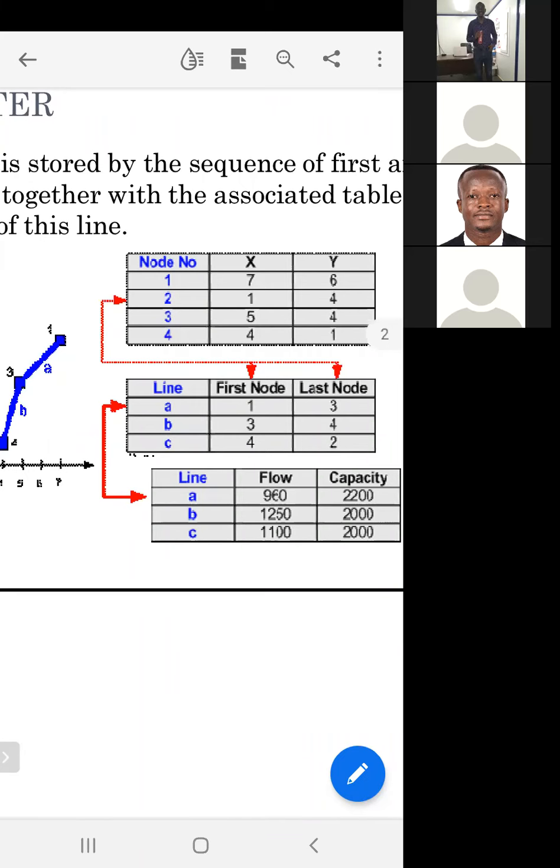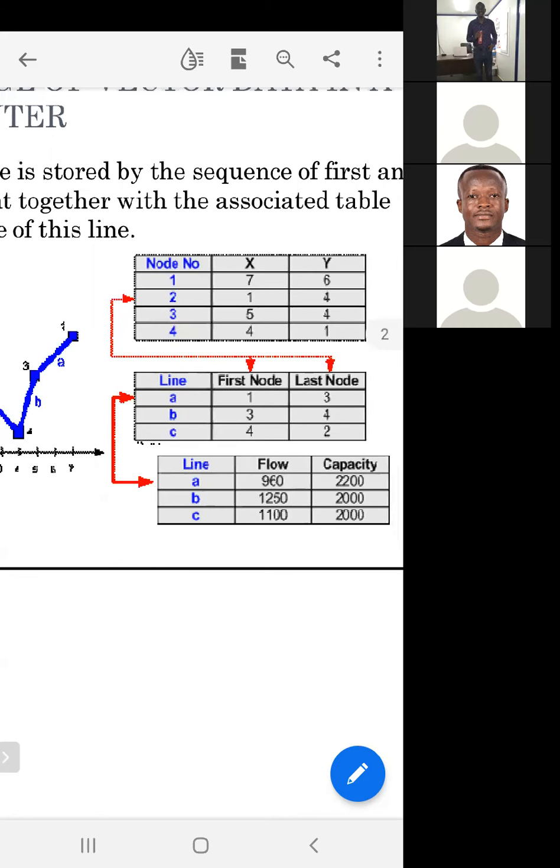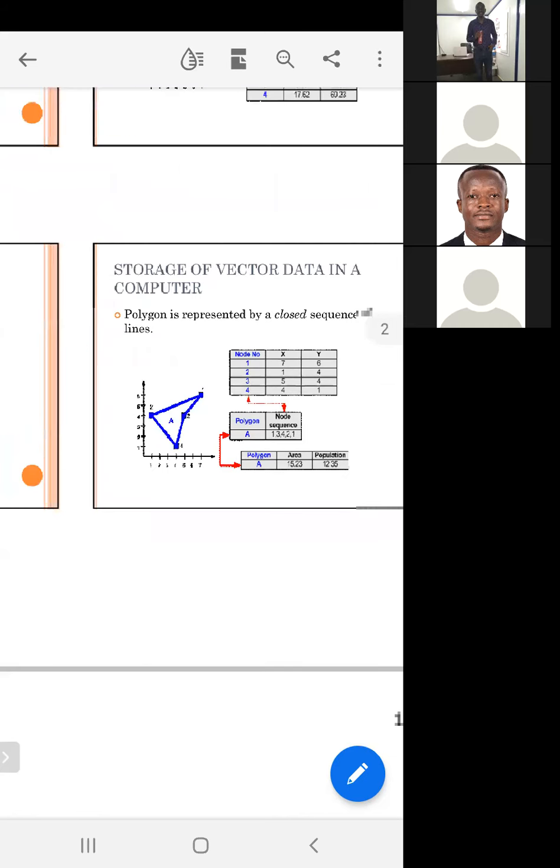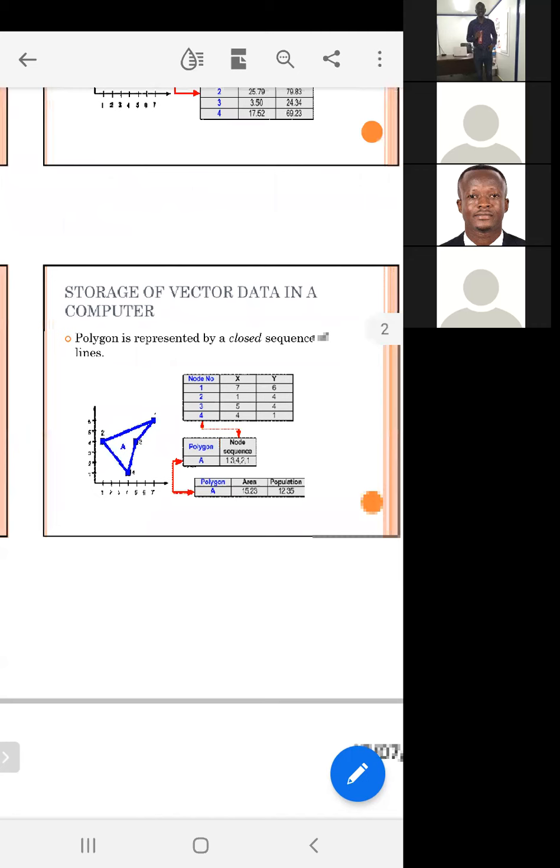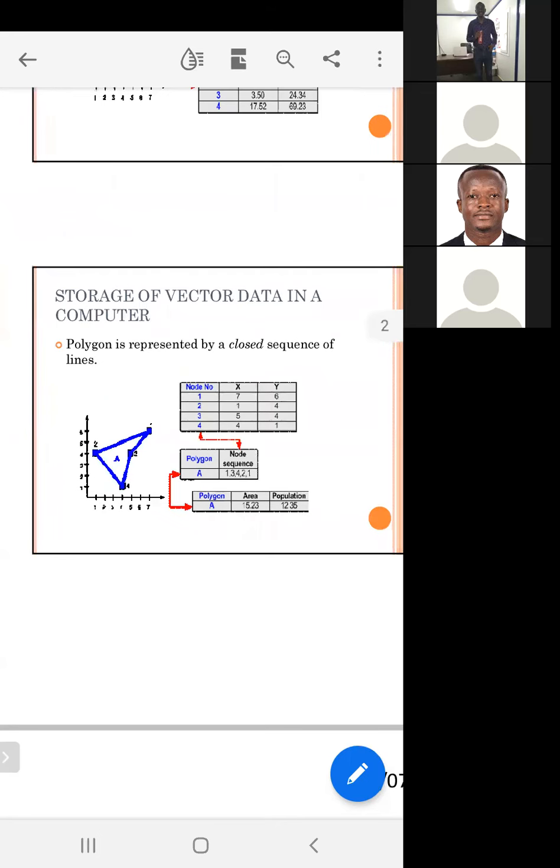So that is the line. The storage of the polygon is also similar to the line and then the point. A polygon is represented by a closed sequence of lines.